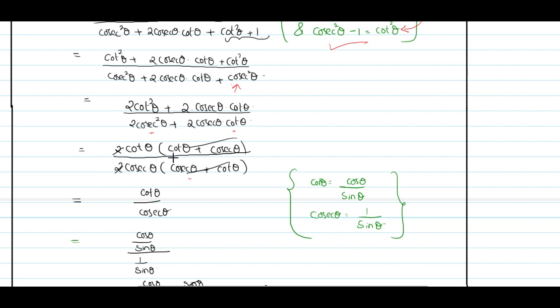Now, we are left with cot theta by cosecant theta. We know the value of cot theta: cot theta can be written as cos theta by sin theta, and cosecant theta can be written as 1 upon sin theta. So, let us write it. Cot theta we have written as cos theta by sin theta, by 1 by sin theta.